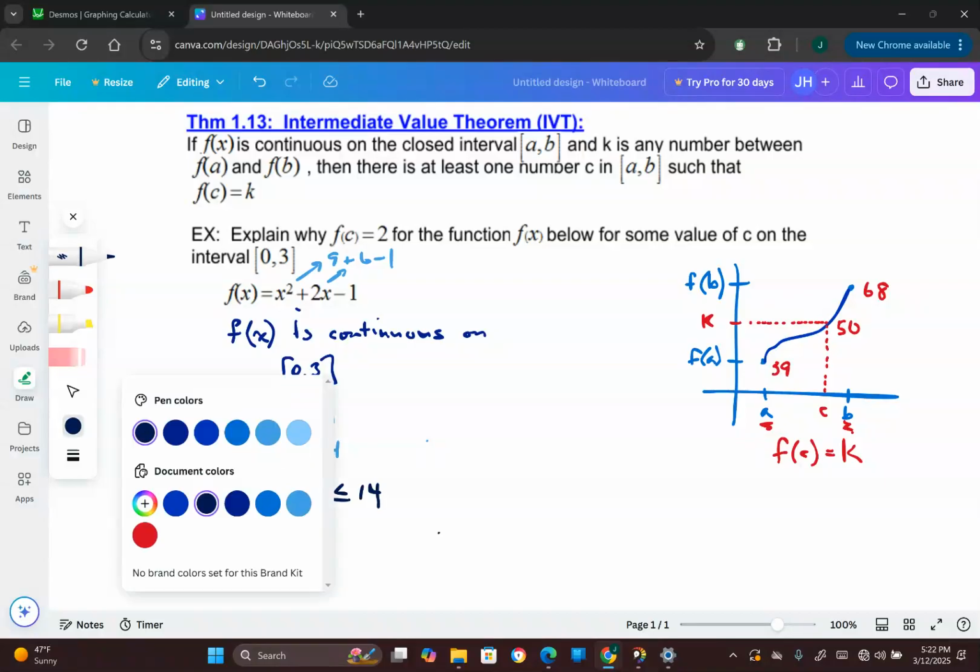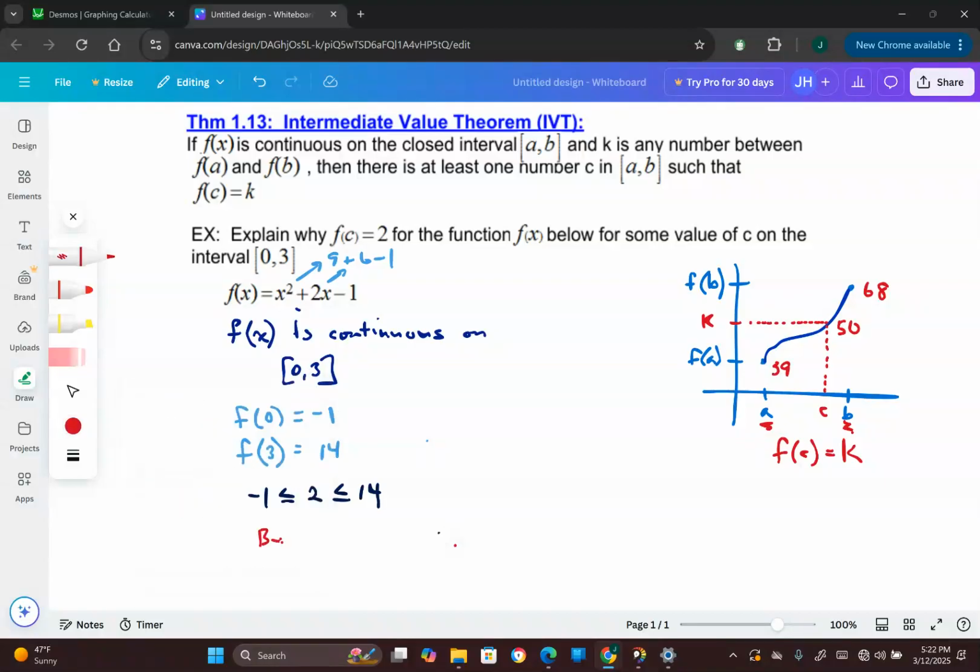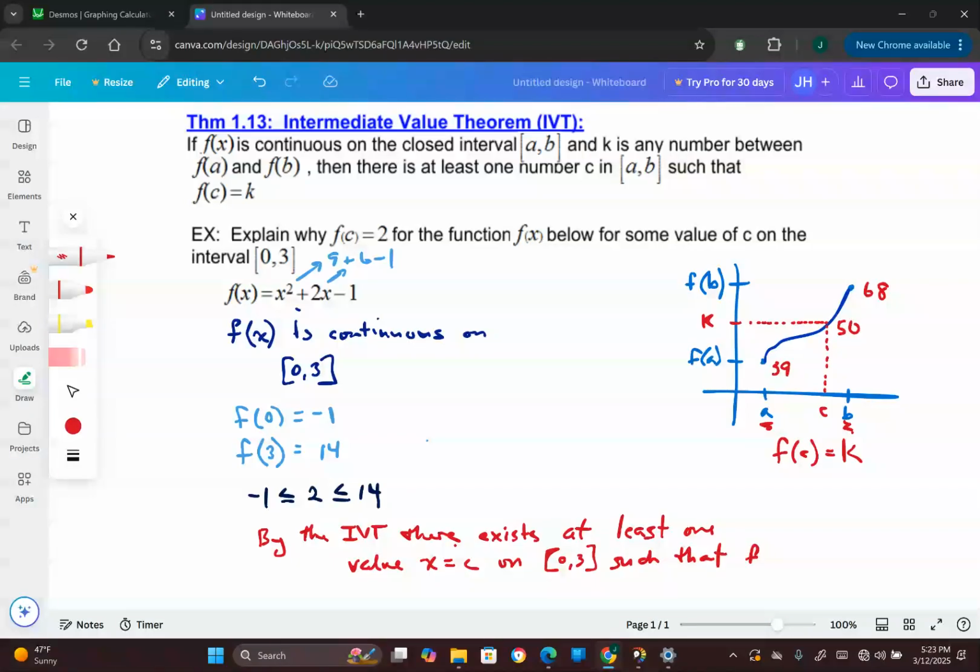So what we can say now is this. By the intermediate value theorem, there exists at least one value, x equals c, on that closed interval from, in this case, 0 to 3, such that f of c equals 2. Now, this is proving that it exists. This is not finding the actual number.